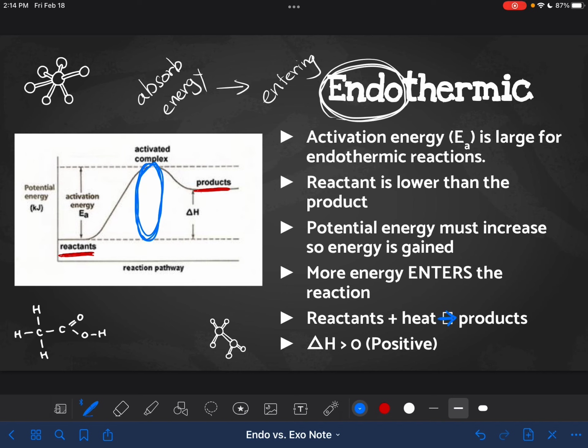And just like we mentioned on our first slide, our triangle H is greater than 0, which also means it's going to be positive. You can probably figure out the reason why: the product is higher than our reactant.